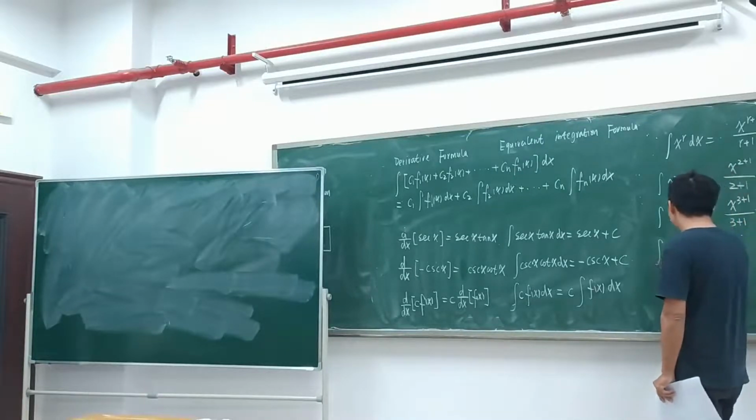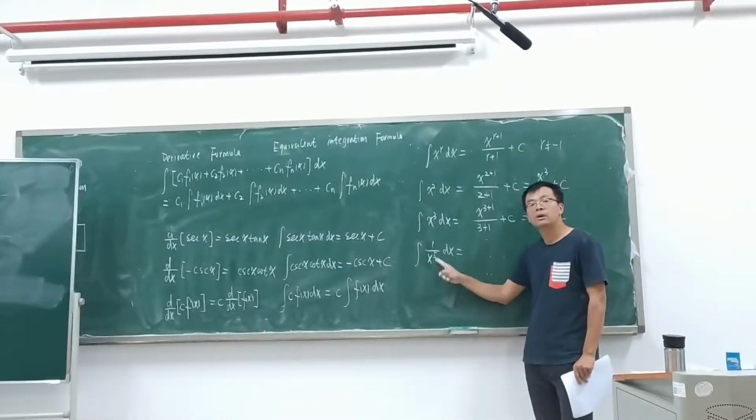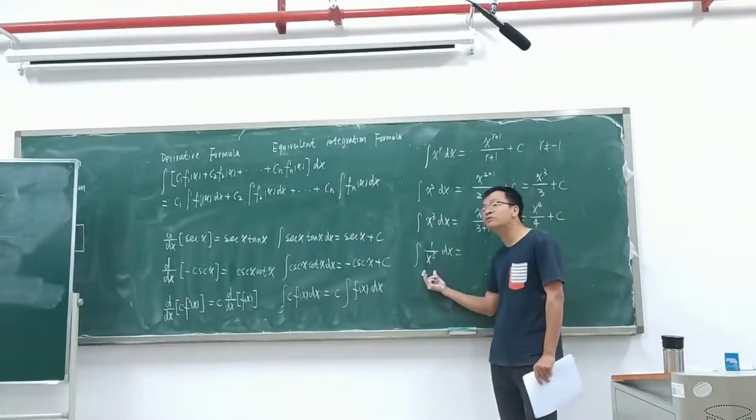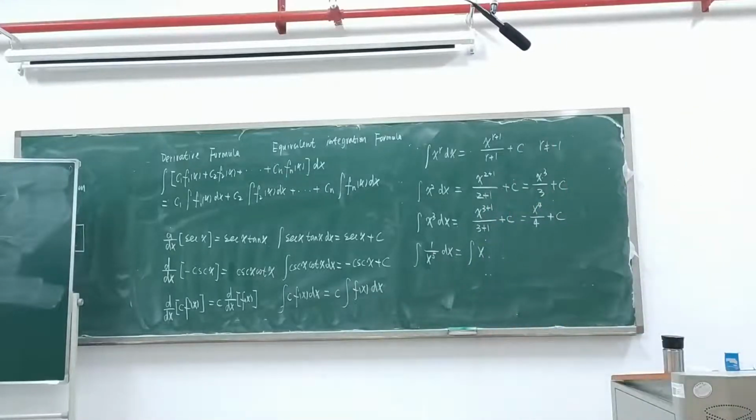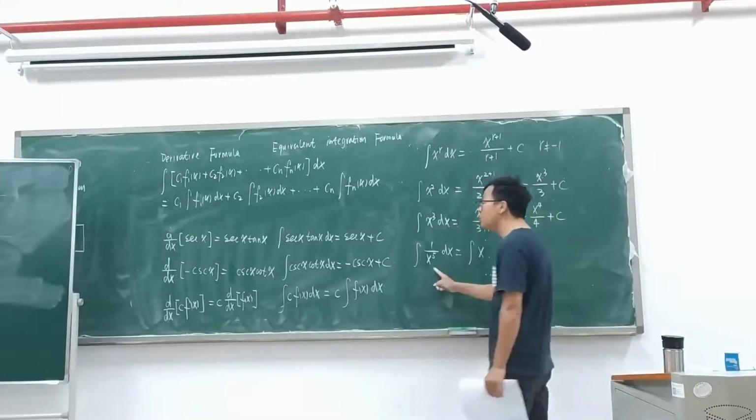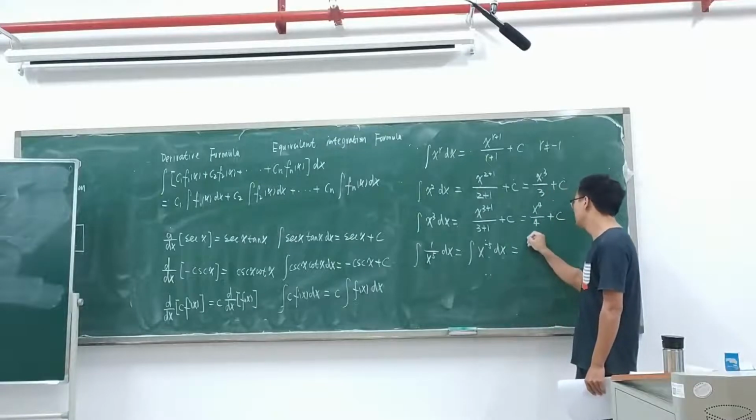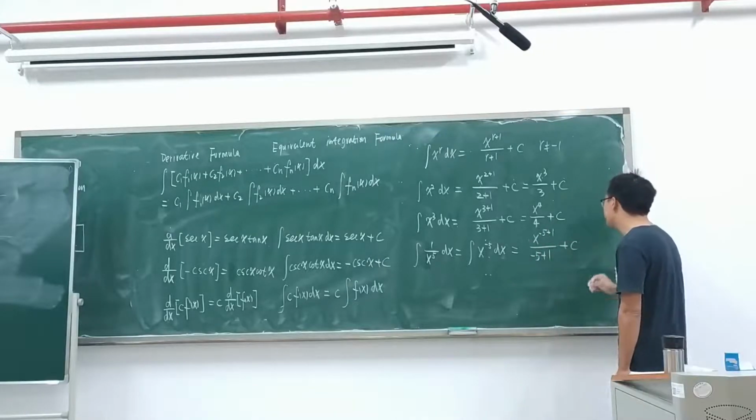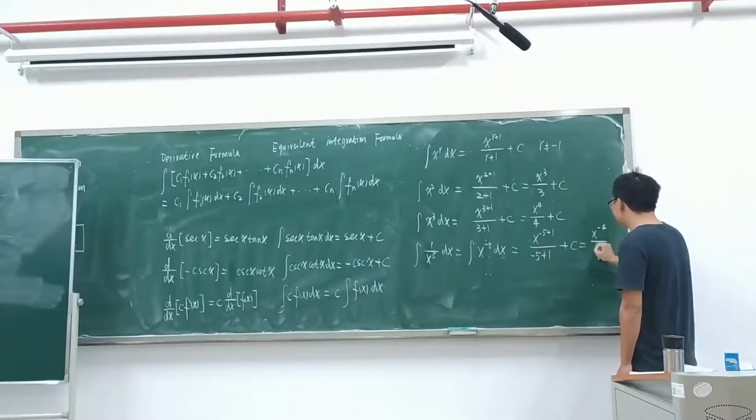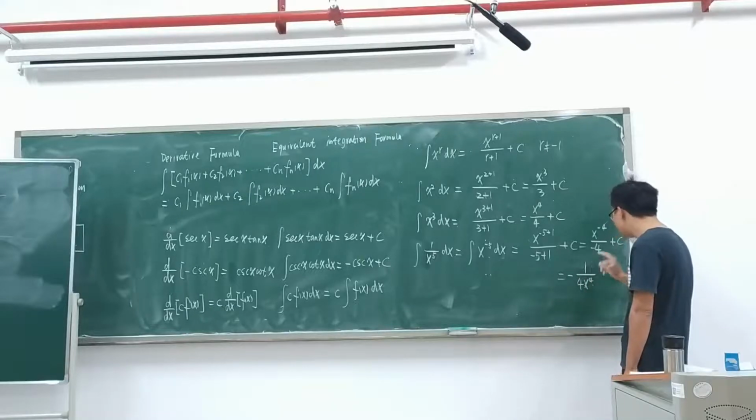And now for this one, 1 by x to the 5 power equals what? We can rewrite it as x to the negative 5 power. So equal to x to the negative 5 plus 1 divided by negative 5 plus 1 plus c. So equal to x to the minus 4 power divided by minus 4 plus c. So we can rewrite it as minus 1 by 4 times 1 by x to the fourth power plus c.